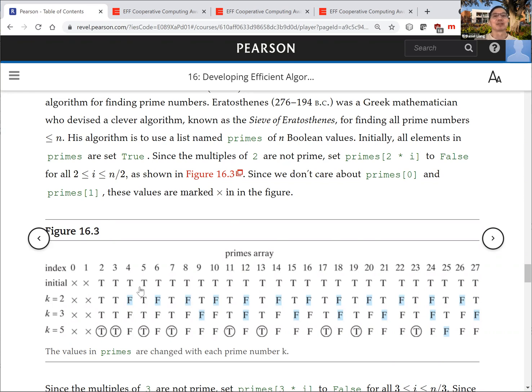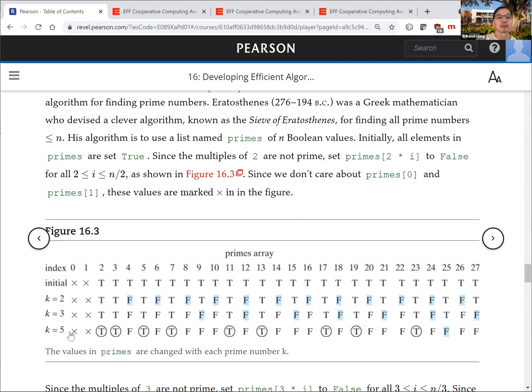Initially, we have the array primes, and we set all of it to true. Now we go through the numbers with k. For k equal to 2, we set the multiples, 4 and so on, to false. For 3, we set 9, 12, 15 to false.